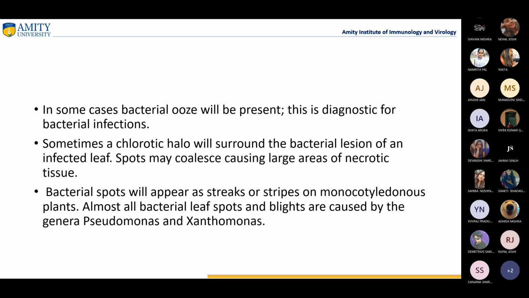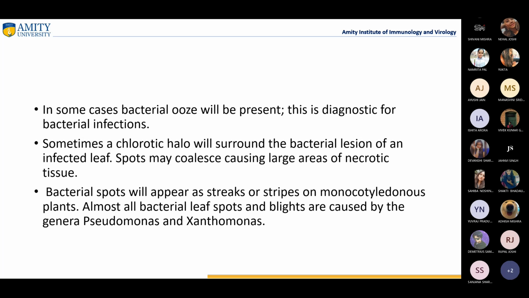Again, this is diagnostic for bacterial infections. Sometimes a chlorotic halo will surround the bacterial lesion on infected leaves, and spots may coalesce, causing large areas of necrotic tissue. So they may overlap, they may combine different spots and form large areas of necrotic tissue. Again, bacterial spots will appear as streaks or stripes on monocot plants.